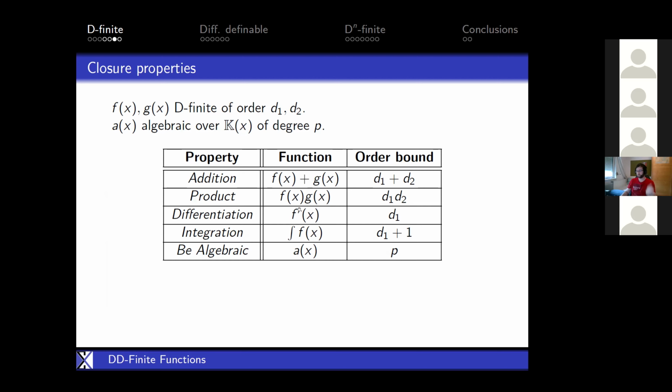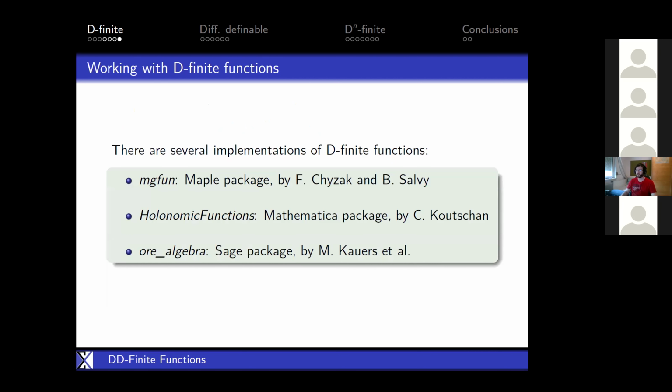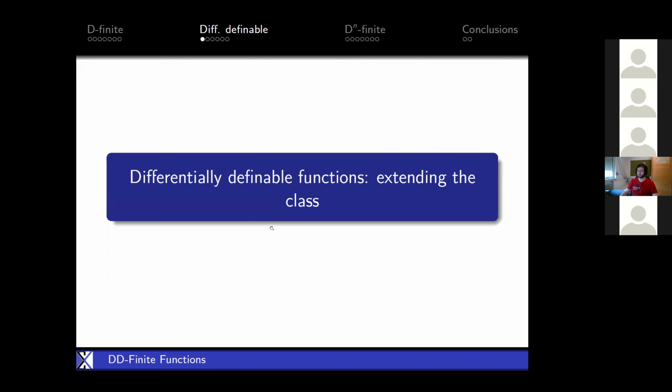And as I was mentioning, everything is implemented somewhere. For D-finite functions, that was work that has been done over the last decades. There are several packages like Mgfun, a Maple package developed by Frédéric Chyzak and Bruno Salvy in France. There is the package HolonomicFunctions developed in Mathematica by Christoph Koutschan from here in Linz, and also the package ore_algebra in Sage can work with these objects, D-finite functions, and this Ore algebra was developed by Manuel Kauers and other people from here in Linz. But that's not the topic of the talk.